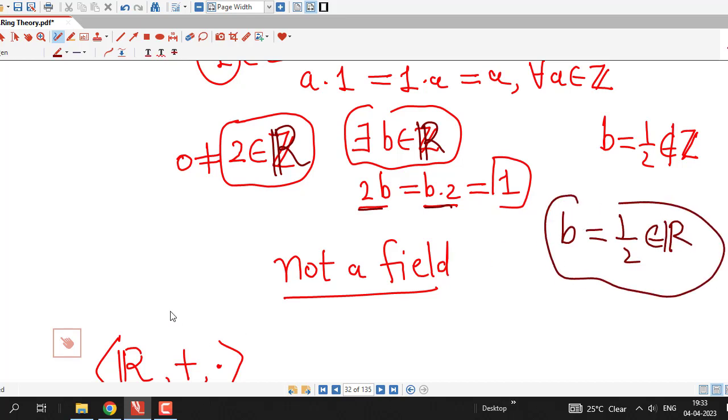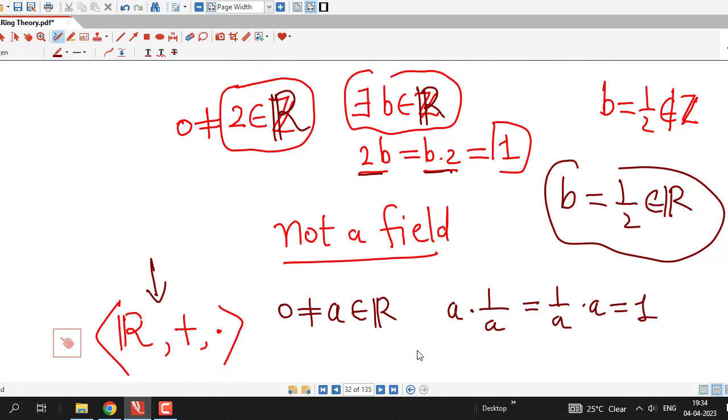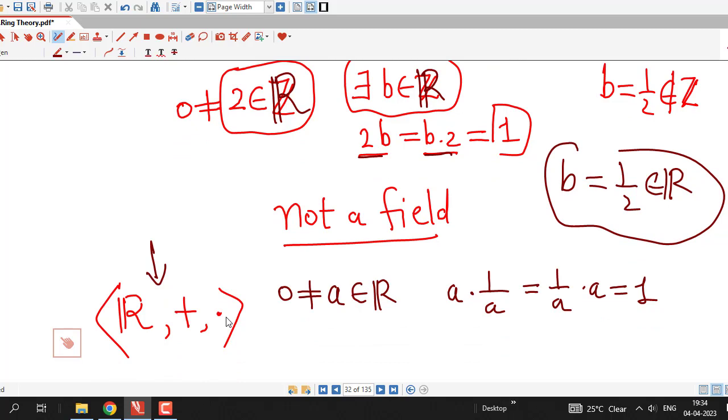So here every non-zero element will have an inverse. If we take any a in the set of real numbers which is different from 0, then 1 by a is also a real number, and a into 1 by a equal to 1 by a into a is equal to the identity. Therefore, every non-zero element in the set of real numbers has a multiplicative inverse with respect to this multiplication operation.